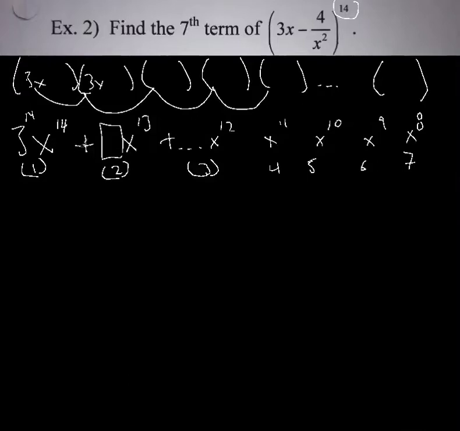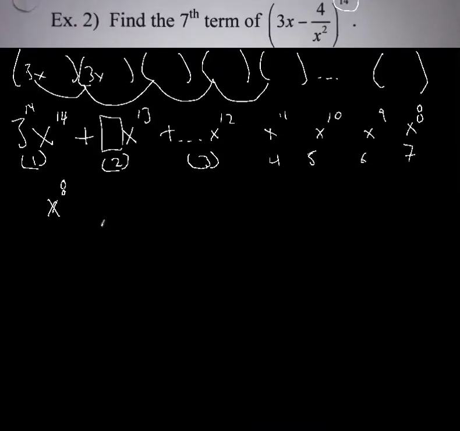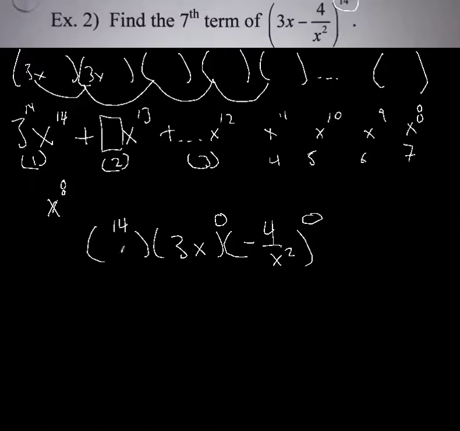You're going to have x to the 14, x to the 13, x to the 12, and so forth. So we are looking for the term with x to the power of, pardon me, x to the power of 8. If that's the case, we set up our three brackets. In here we have 3x. In here we have minus 4 over x squared. We have our 14 here because that's our n, and now we're missing something here, here, and here.